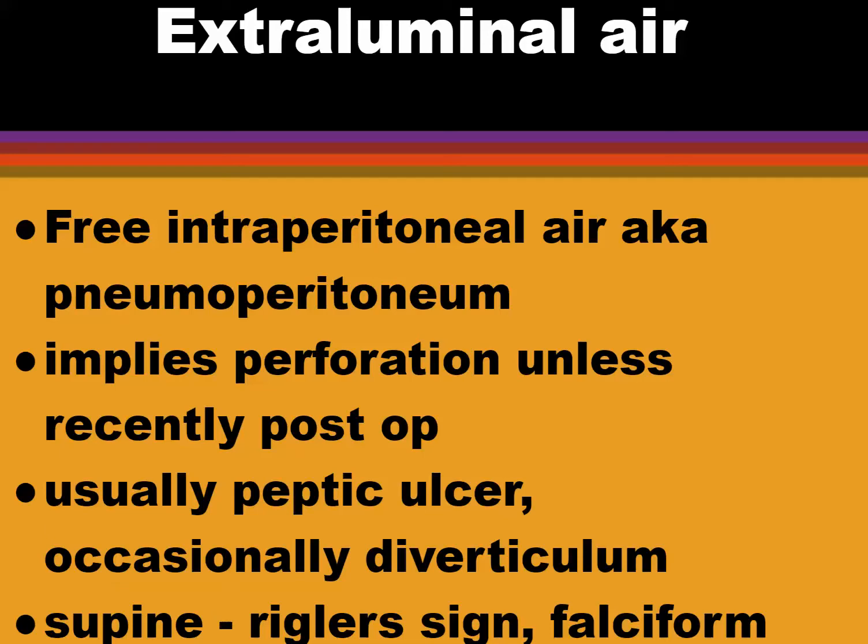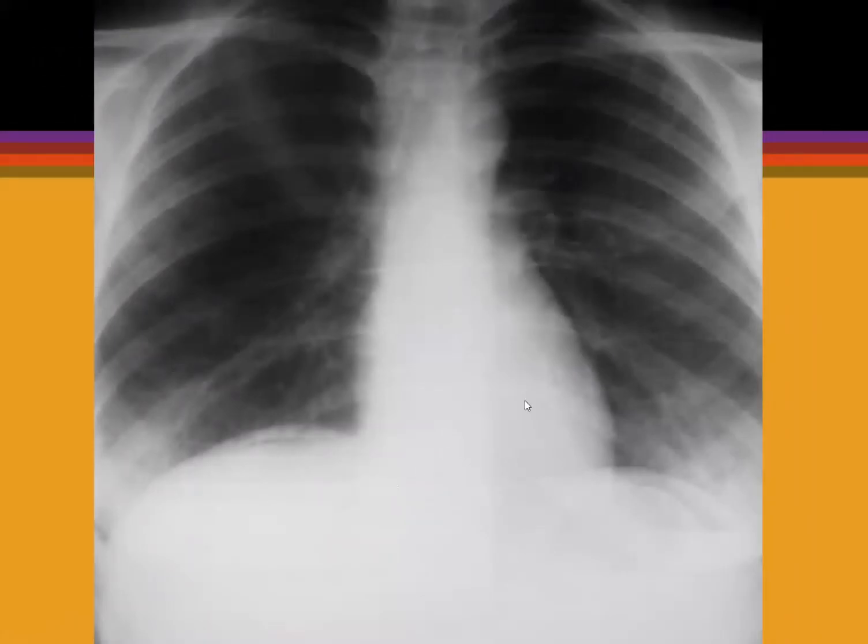You might not see anything at all, actually, because there's only a small amount of air, and it's diffuse. In this case, an erect chest x-ray is much more important. So this is an erect chest x-ray, and you can see these small curvilinear regions of free air under both hemidiaphragms. So yes, this is intra-abdominal perforation, but a very subtle sign.